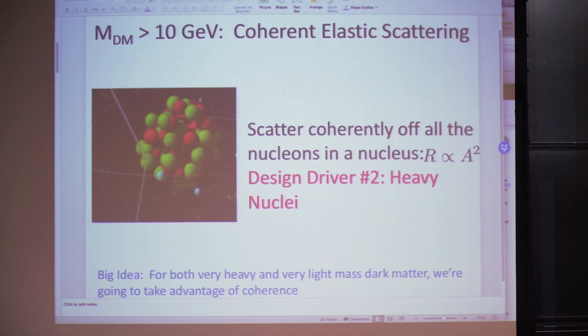There we are. OK, so the second one is we want to boost up that tiny rate. And we're going to use this idea of coherent elastic scattering. So we're going to scatter off of all the nucleons in a nucleus. And that means that the rate will scale as A squared. And so that means that the second design driver for high mass dark matter searches is a heavy nuclei. OK.